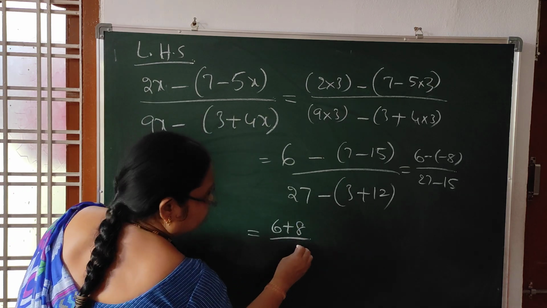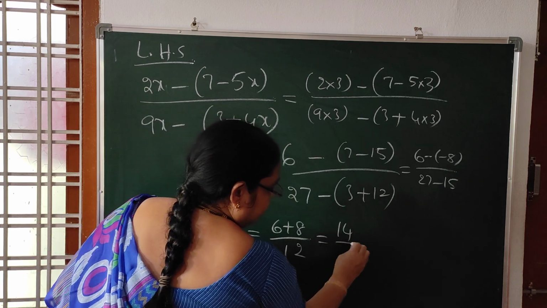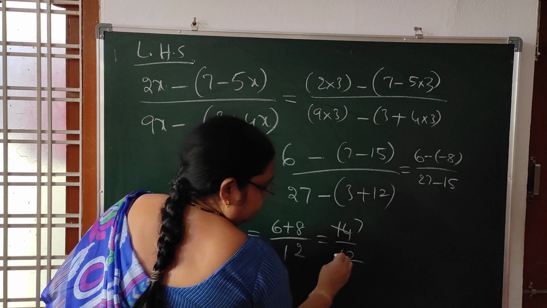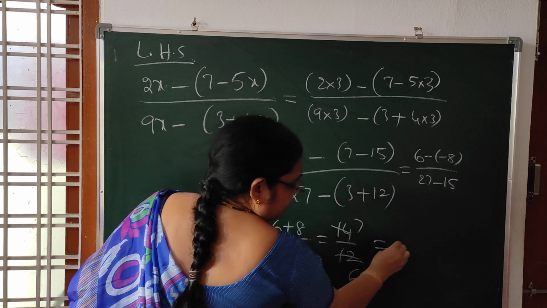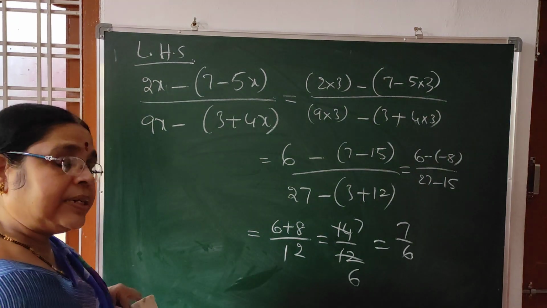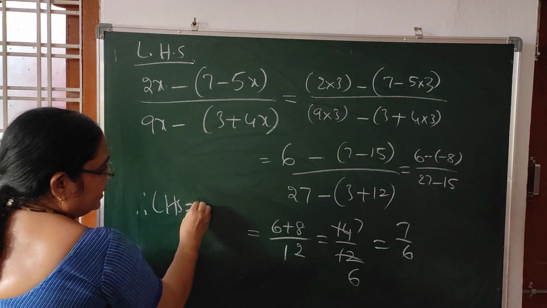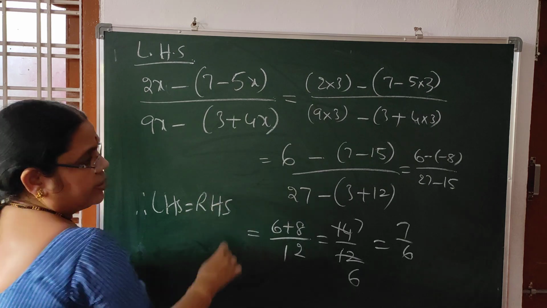7 minus 5 is 2. 2 minus 1 is 1. So that is 14 by 12 you will get. 2 7s are 14, 2 6s are 12, which is equal to 7 by 6. What is the RHS given? 7 by 6. Therefore, LHS is equal to RHS. Hence it is verified.